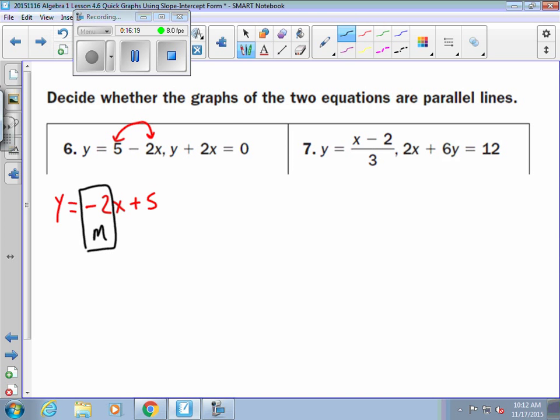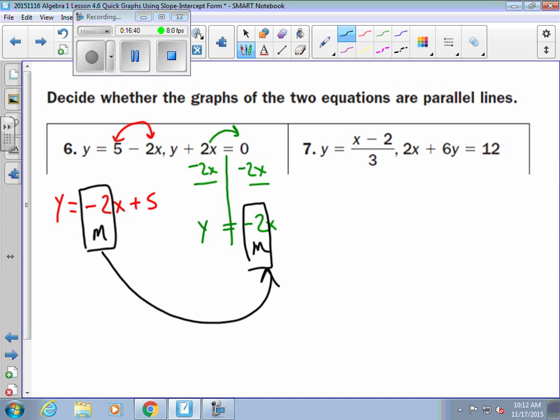The other equation, we need to bring 2x over to the other side by subtracting it. If you do it there, do it here. So y is equal to negative 2x plus 0. There's no reason to write plus 0. But again, you could see y equals mx plus b. You can see what your m values are.